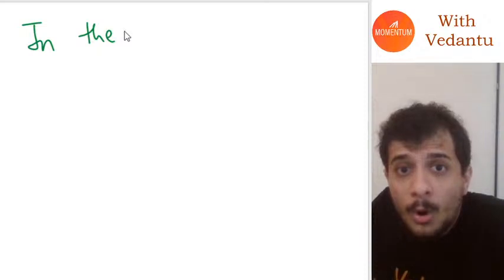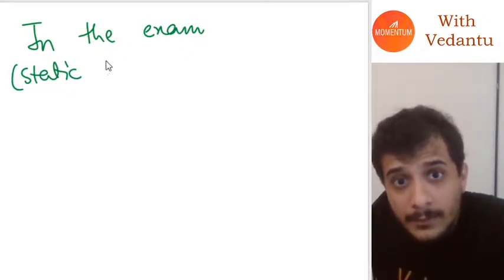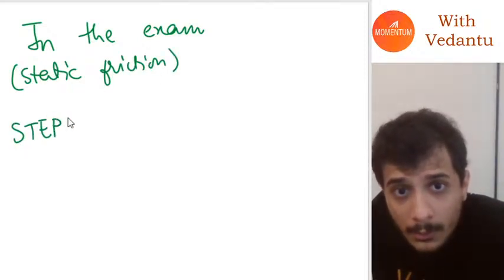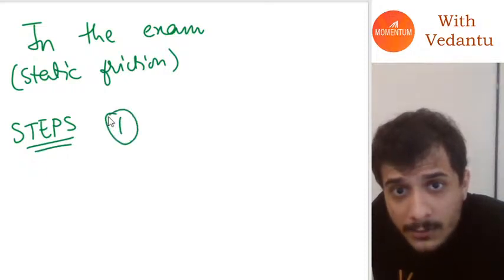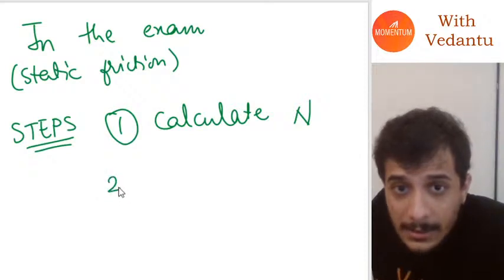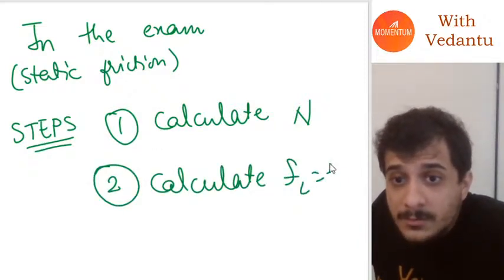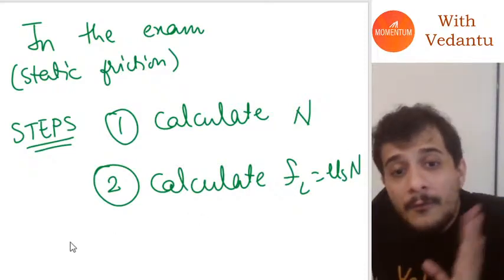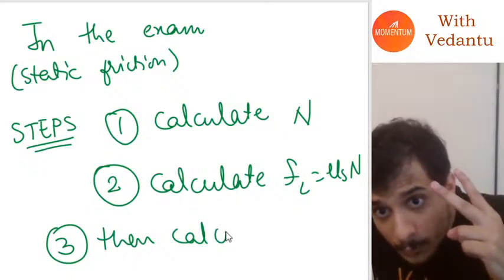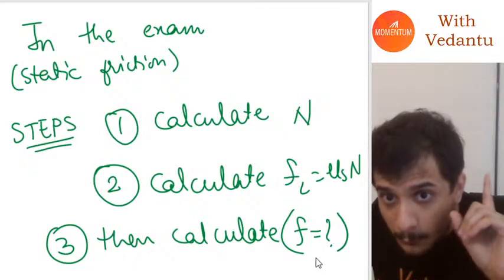In the exam, always remember, this is for static friction. Always remember to follow the following steps. Step one is always to calculate the normal reaction. Step two is always to calculate FL, which is mu s into N. And then finally, after you have done step one and step two, calculate the force of friction.